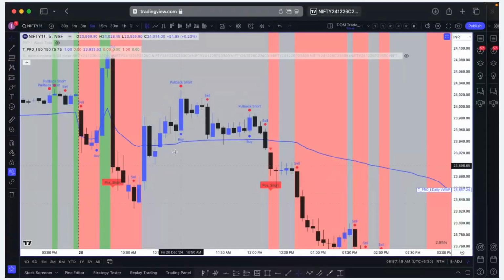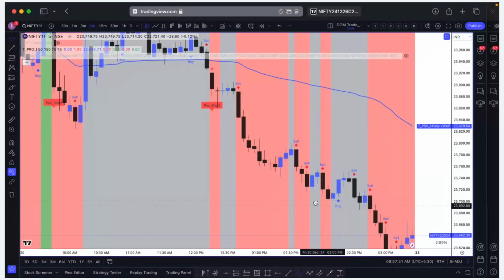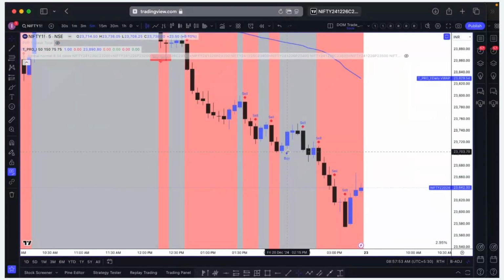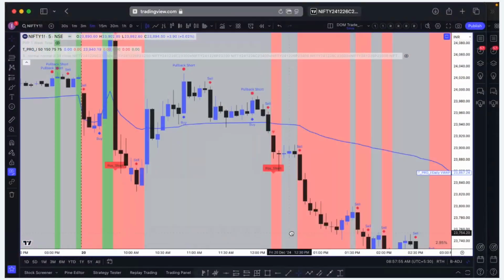Say markets are at support, then you can use the buy signal to take trades. Similarly, if markets are at resistance, then you can use the sell signals to take sell trades. Don't use it in the opposite direction. Say markets are at resistance, you don't take a buy signal.